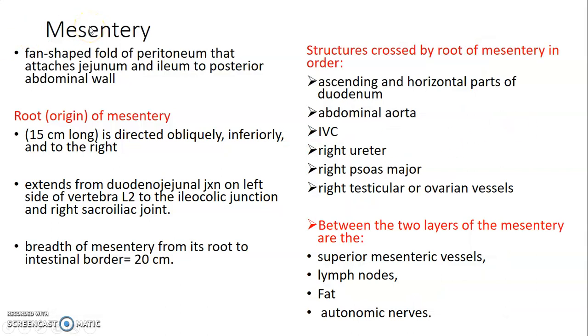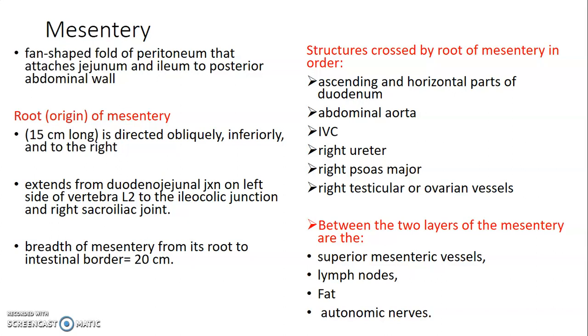So what is a mesentery? Mesentery is a fan-shaped fold of peritoneum. It's fan-shaped, and it attaches the jejunum and the ileum to the posterior abdominal wall. So the root of the mesentery is the origin of the mesentery. It's usually directed obliquely and inferiorly towards the right.